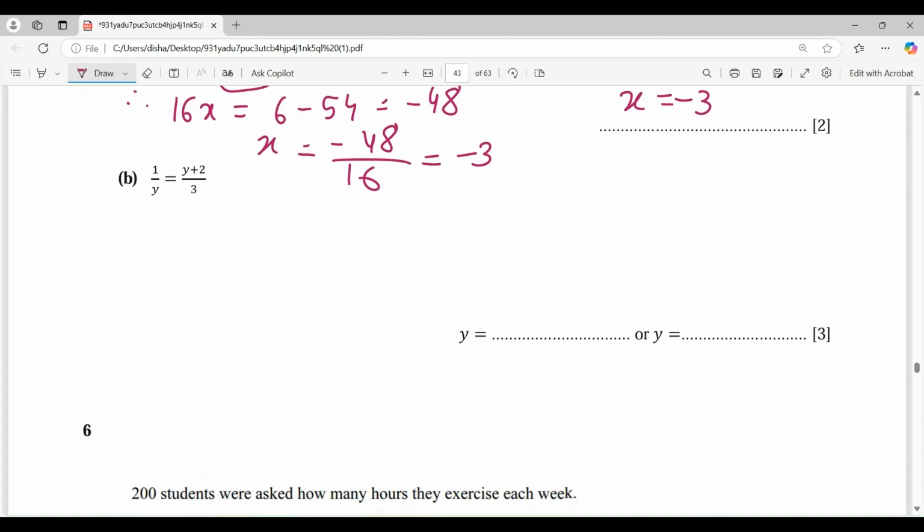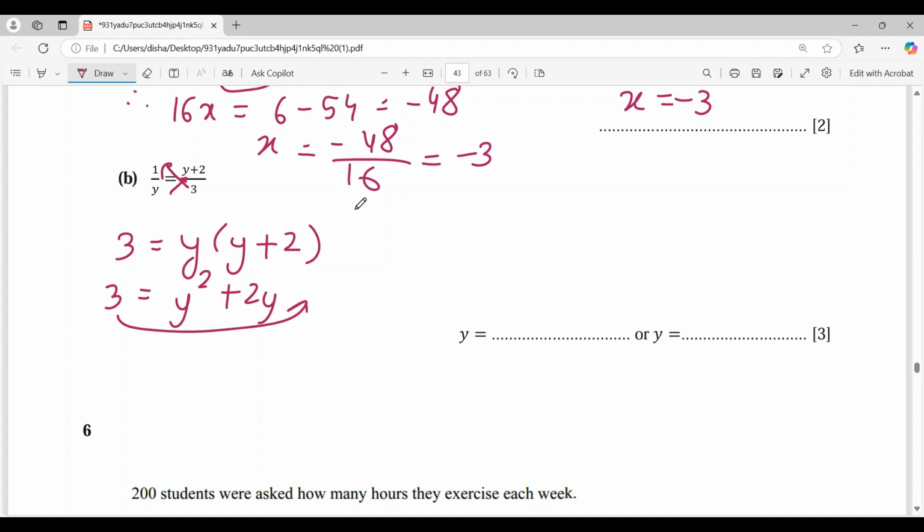Next. Now, whenever we have fractions, do not forget to cross multiply. Make sure you write the steps. Though we have the calculator, writing steps becomes very important. Each step will have the marking. So 3 is equal to y into y plus 2. So that will give me 3 is equal to y square plus 2y. On transposing this 3 here, we'll have y square plus 2y minus 3 is equal to 0. And when we have a power of 2, that is whenever we have a quadratic equation, we can split the middle term or we can use the quadratic formula. But right now this can be solved by splitting the middle term.